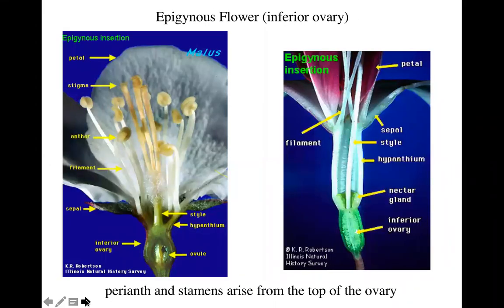Here's some examples of truly epigynous, or inferior, flowers. And again, this is another example from the Rosaceae family. So sometimes families can have multiple types of ovary positions, so that's important to recognize as well.